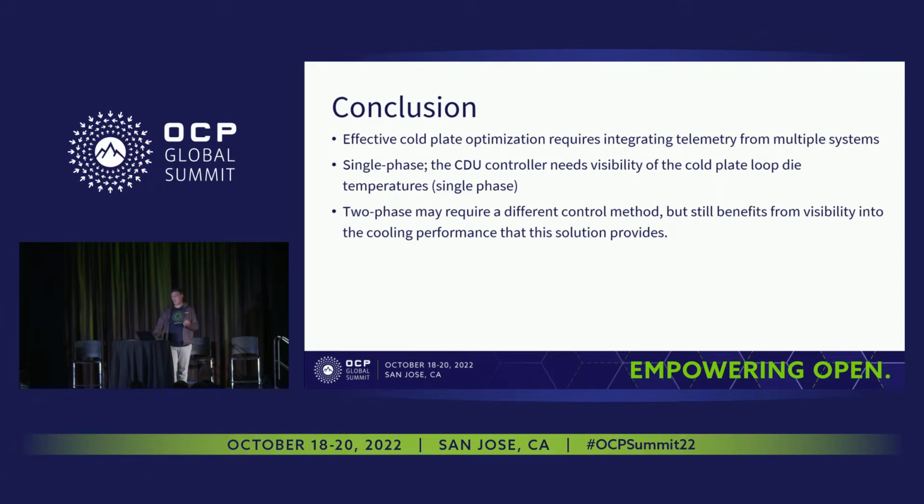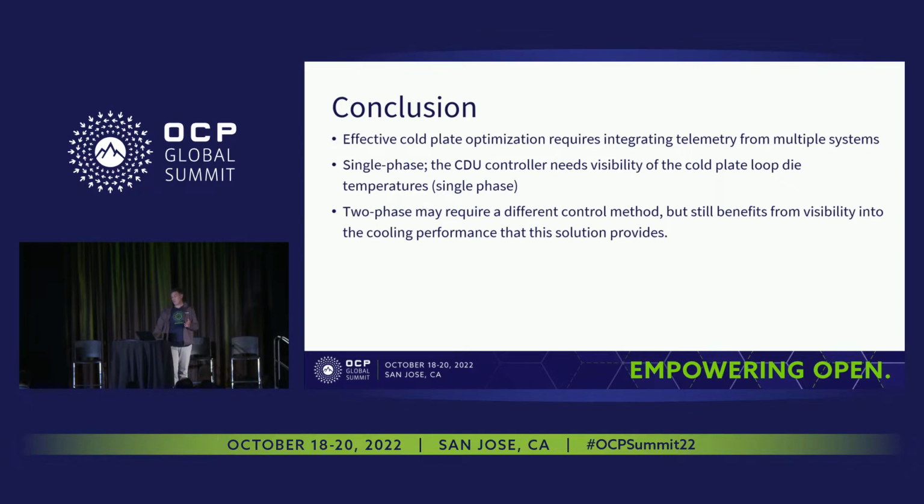It requires integrating the telemetry from the BMCs in the rack, potentially across multiple racks if it's a CDU that services multiple racks. In terms of this, it may be more applicable to single phase because the loop diode temperature can be affected by the flow rate.